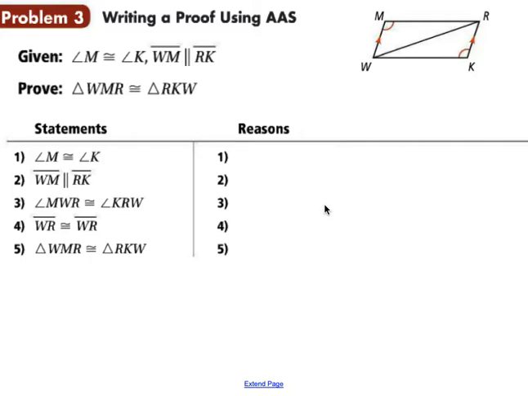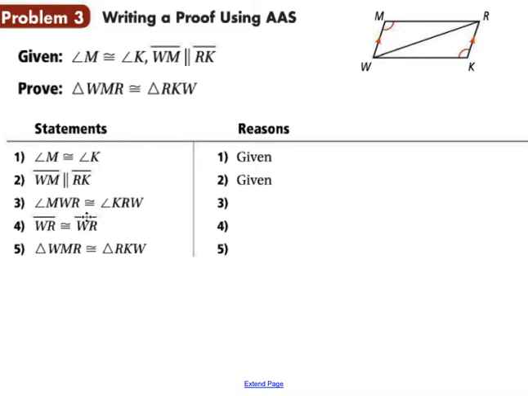So let's go ahead and work on writing a proof using angle-angle-side. We are given that angle M is congruent to angle K, so that's a given. We are also given that side WM is parallel to side KR, or RK. That's also given. So that's all we're given, and we want to prove that these two triangles, WMR, is congruent to RKW. Well, we've only got one angle so far, so we need another angle and a non-included side, or we could do two angles with the side included.